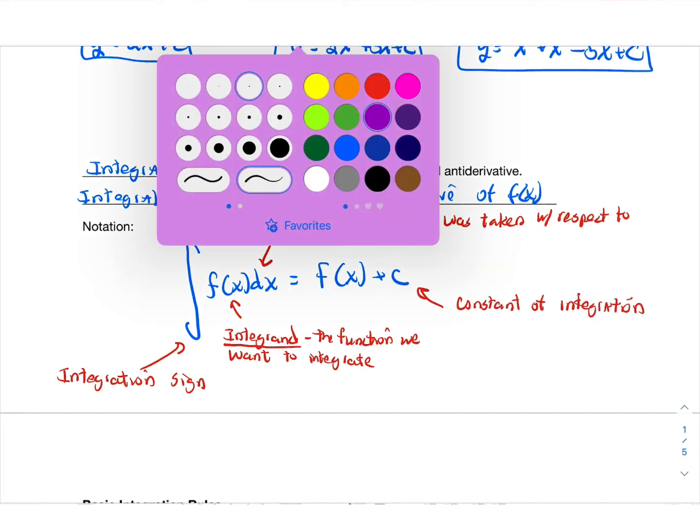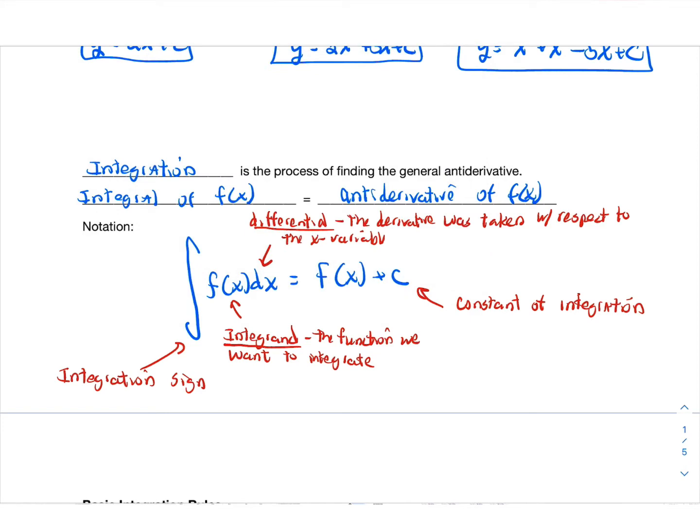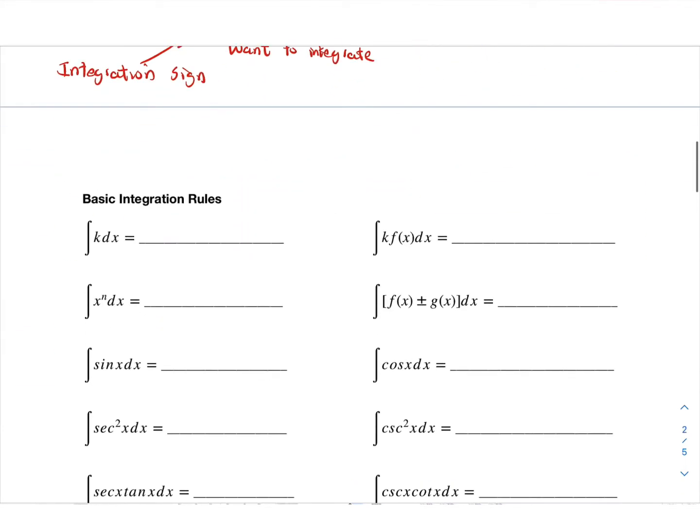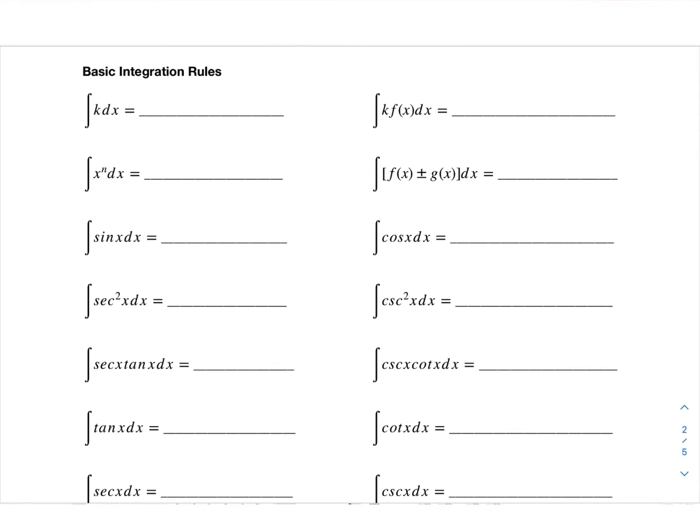Next, we're going to look at a big long table of integrals that you need to have memorized. It's basically undoing our derivatives. So if I'm given the integral of just a constant, it's going to be the constant times x plus c. Now if I take a constant times a function, that's the same as the constant times the integral of the function. So I can factor out the constant.